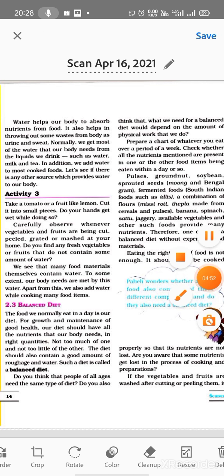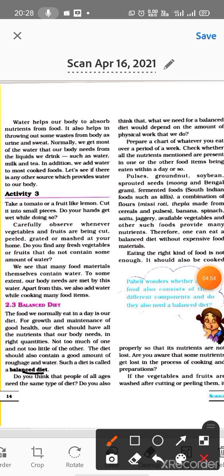In addition to nutrients, our body also needs roughage and water, a good amount of roughage and water. Such a diet is called a balanced diet. सिर्फ न्यूट्रिएंट से काम नहीं चलेगा, we also need roughage and water. ये भी हमारा अच्छी क्वांटिटी में होना चाहिए. Then also we can say that we have taken a good balanced diet.